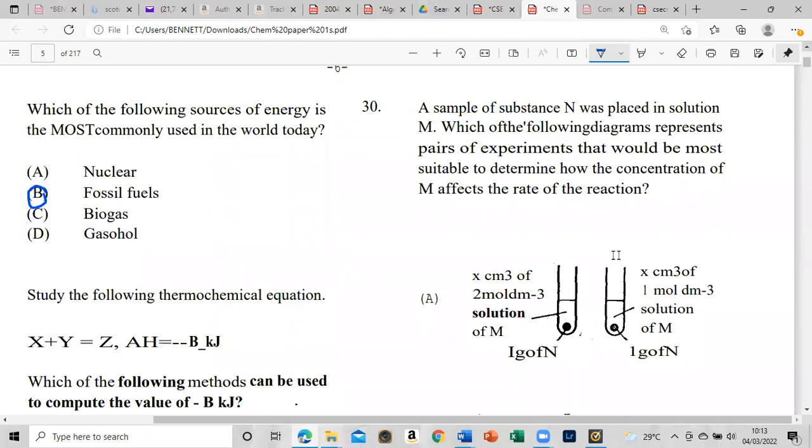A sample of substance N was placed in solution M. Which of the following diagrams presents the pair of experiments that would be the most suitable to determine how the concentration of M affects the rate of the reaction? All right, so we are at the halfway stage. So a sample of substance N was placed in solution M. Which of the following diagrams presents the pair of experiments most suitable to determine how the concentration of M affects the rate? And that would be A.